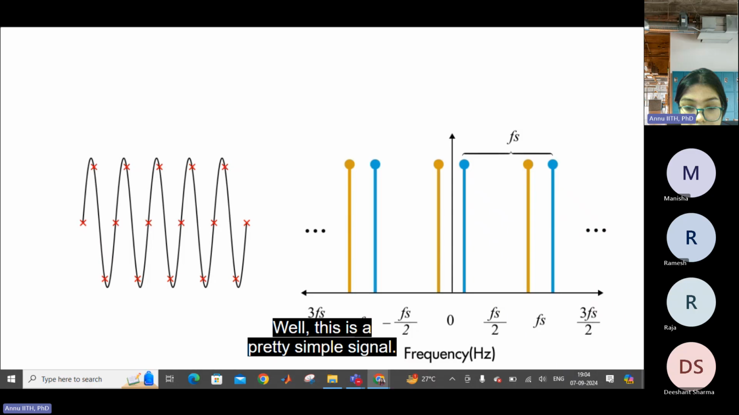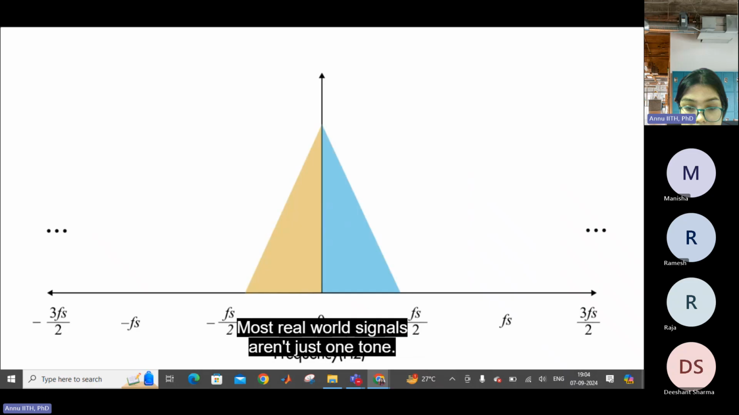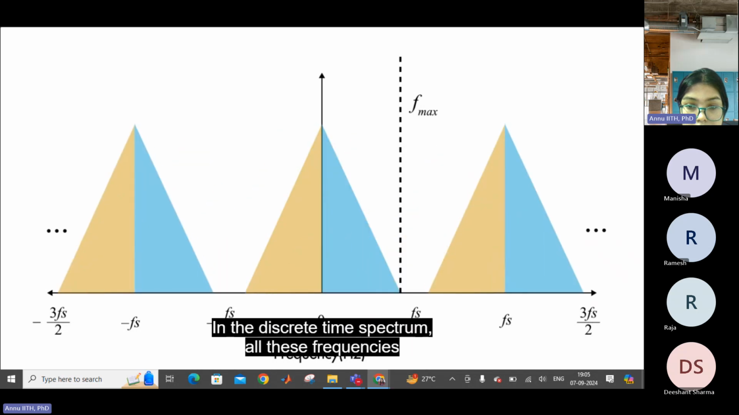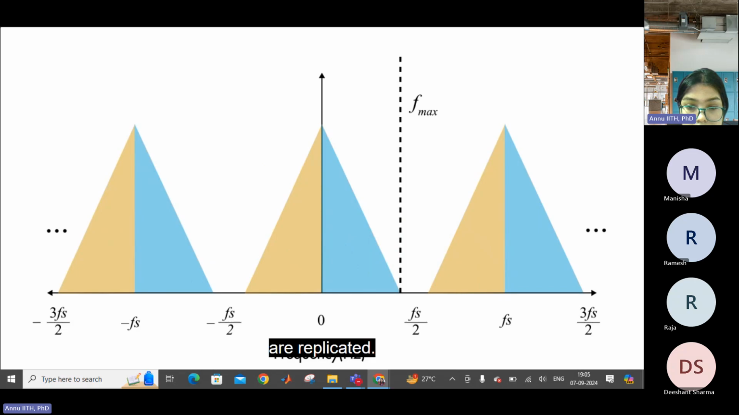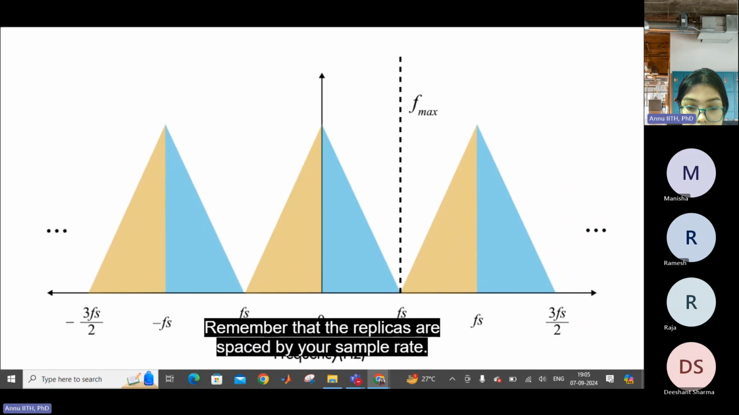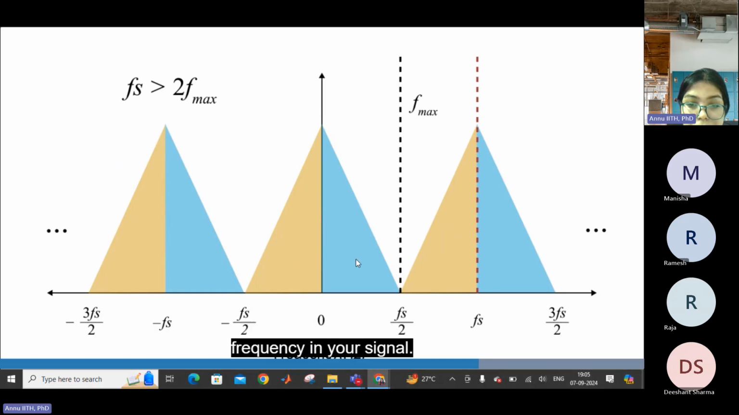Well, this is a pretty simple signal. It has just one tone, so it's easy to distinguish between the original spectrum and the replicas. Most real-world signals aren't just one tone. There's frequency content up to some maximum frequency. In the discrete time spectrum, all these frequencies are replicated. Remember that the replicas are spaced by your sample rate. To keep your original frequency content untouched, your sample rate needs to be greater than twice the highest frequency.